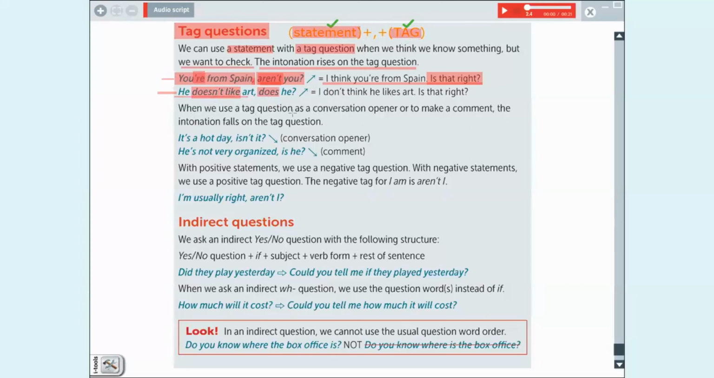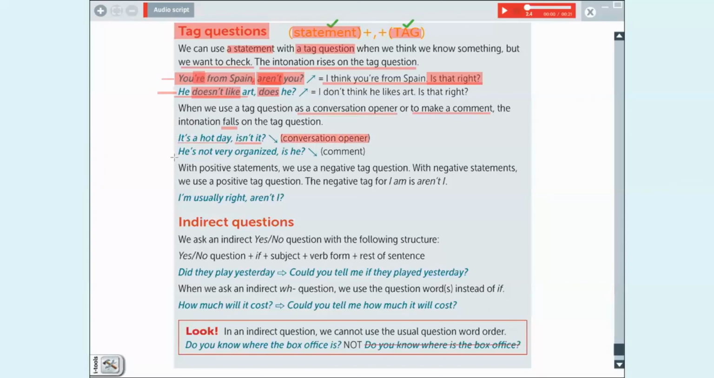We use tag questions as a conversation opener or to make a comment. So this is a conversation strategy as well. The intonation in this situation falls. It's a hot day, isn't it? So I'm just inviting you to answer my question as a conversation opener.